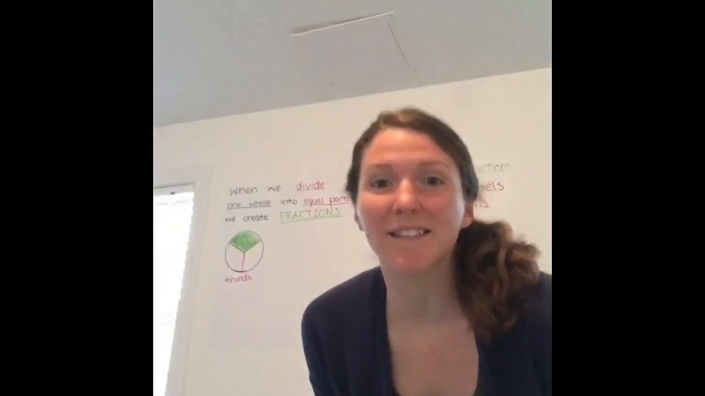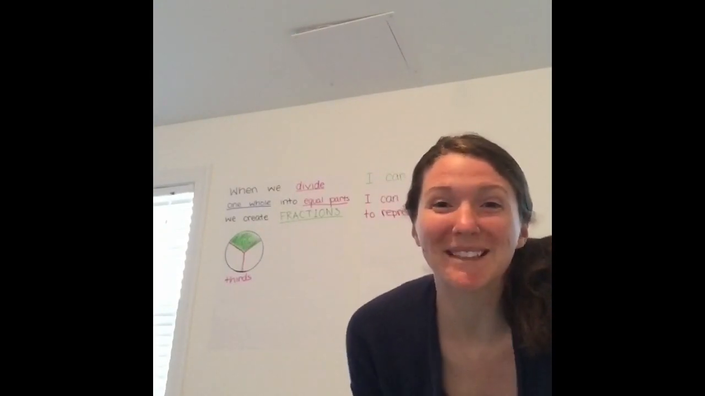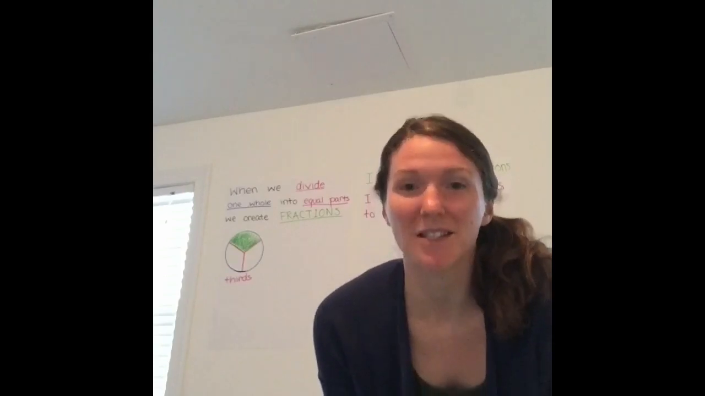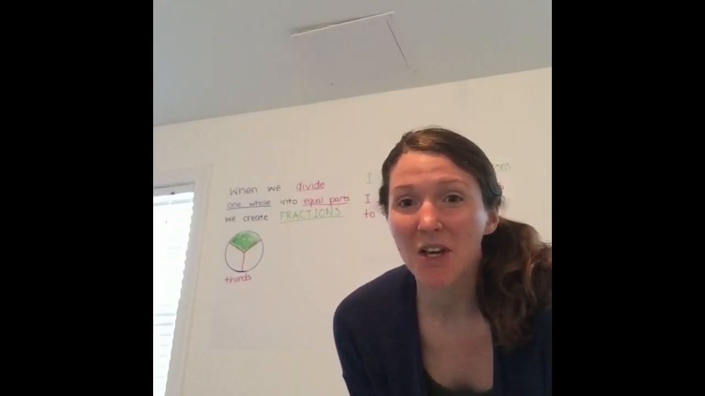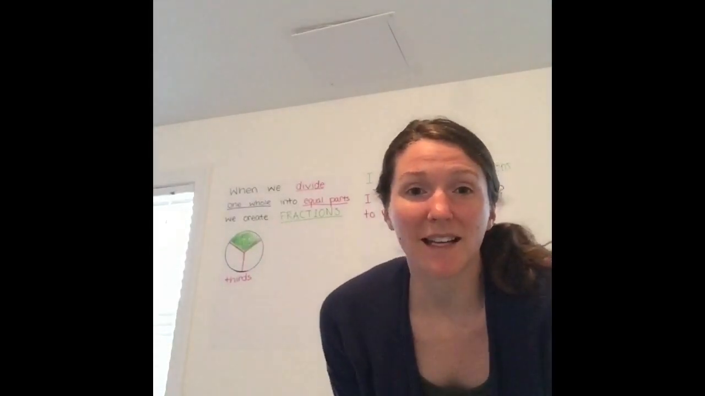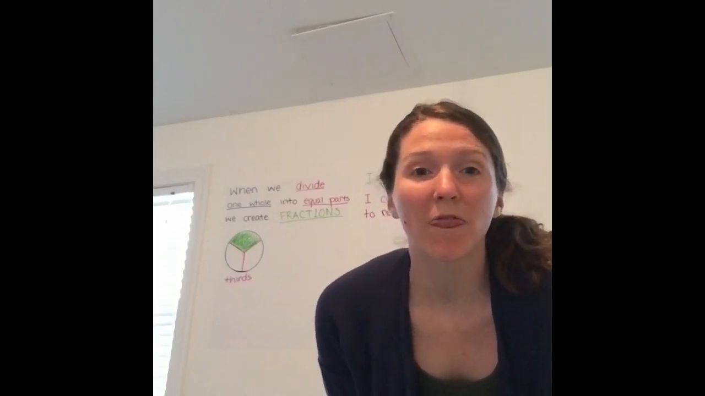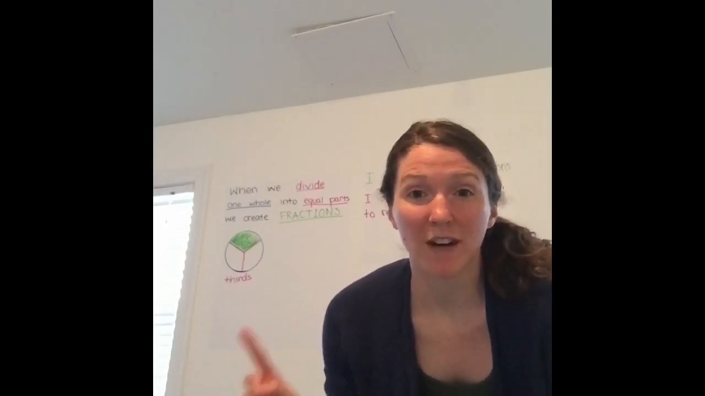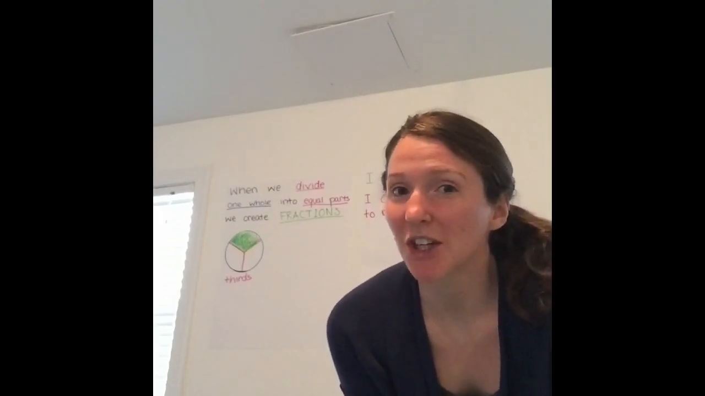To begin, we're going to do a little review of what fractions are. Please read this with me. When we divide one whole into equal parts, we create fractions. So you see that I had one whole circle and I divided it into 3 equal parts. So I divided the circle into thirds. We are going to write a fraction to represent how many thirds are colored in.